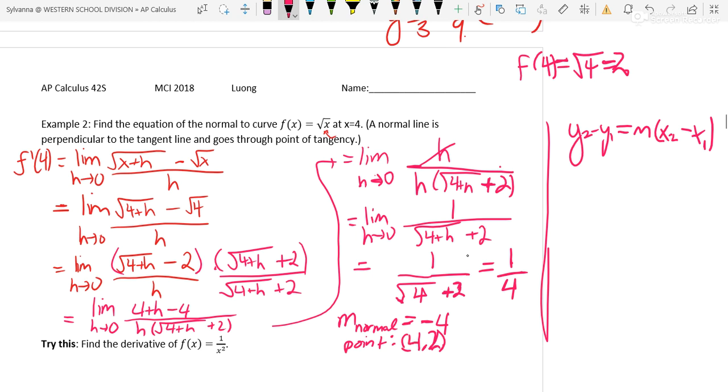Okay, so now we're going to plug it in. So this will be y minus 2 is equal to our slope, which is negative 4, and then x minus 2. Or x minus 4, sorry. Our x value is 4. And that's it. That's going to be your answer here.